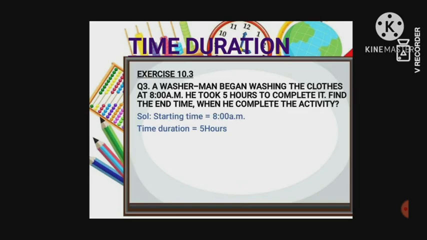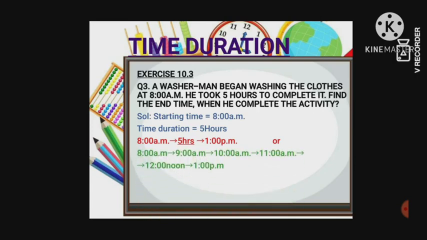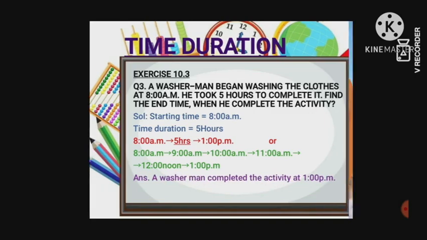There are two ways to complete these questions. First, we are doing it directly. 8 am, we will show the 5-hour duration, and finally by calculating we will show 1 pm. Or we will show the answer with 1 hour gap. 8 am to 9 am to 10 am to 11 am to 12 noon. Noon because after am it is always noon. 12 o'clock in the afternoon. And afternoon it is always pm, so 1 pm. Finally, we will write the answer. A washerman completed the activity at 1 pm.